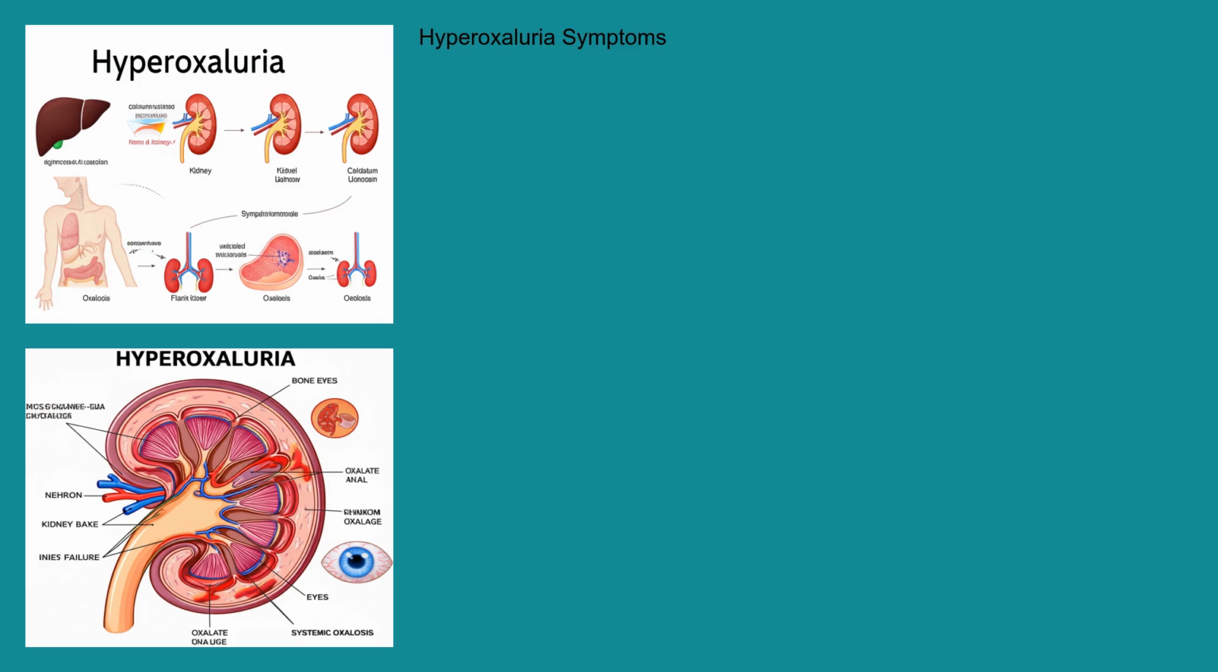The symptoms of hyperoxaluria can vary depending on the severity and the presence of kidney stones or oxalosis. Common symptoms include recurrent kidney stones, blood in the urine, and pain in the back or abdomen. In advanced stages, symptoms of kidney failure may appear, such as fatigue, swelling, and decreased urine output. In cases of oxalosis, patients might experience bone pain, anemia, skin ulcers, eye problems, and heart issues.